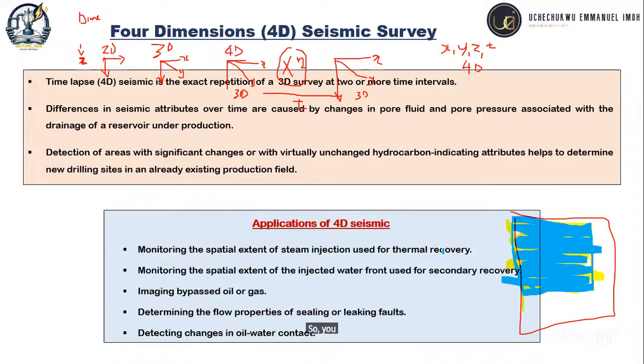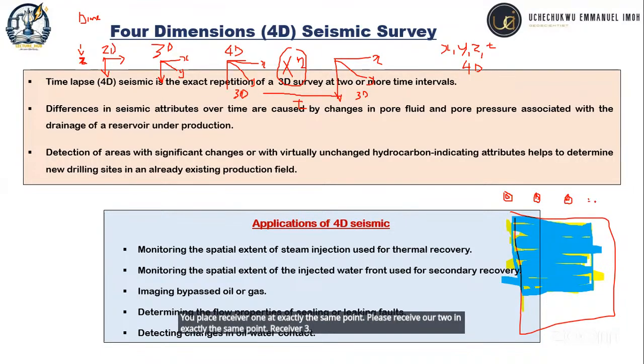So you look at the acquisition report that was used in 1995, and you say receiver 1 is on this point, receiver 2 is on this point. So you go back in 2025, you place receiver 1 in exactly the same point, place receiver 2 in exactly the same point, receiver 3, and so on and so forth.